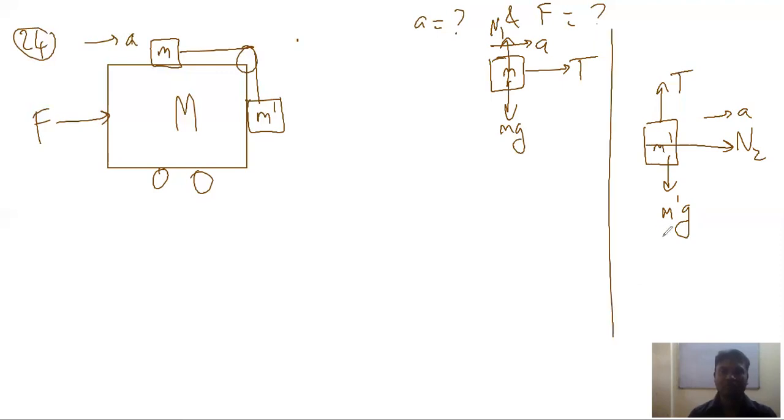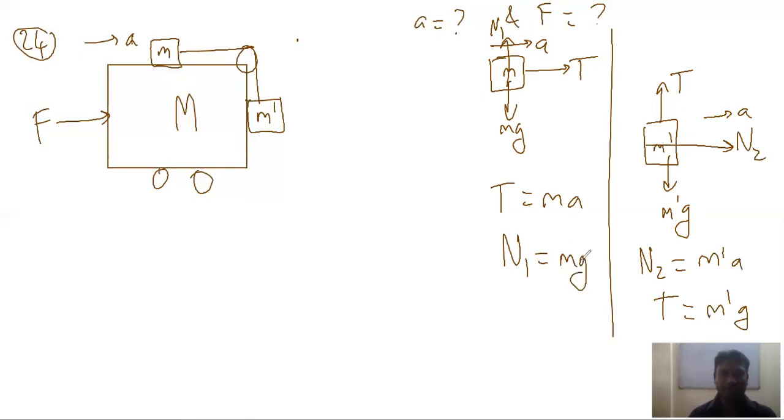So Newton's law equation in horizontal and vertical: N2 is m dash A and T is m dash g. For this, T is mA in horizontal and N1 is mg in vertical direction. So these are the equations which we get here. Okay. Now in this case, we want to find the value of acceleration. So let us think how to find the value of acceleration.